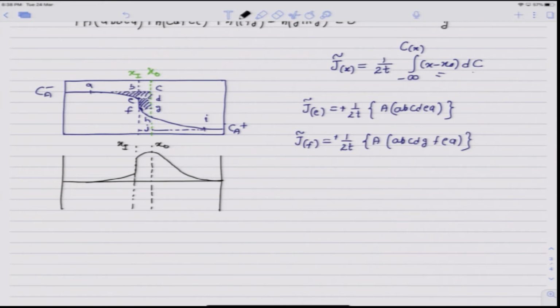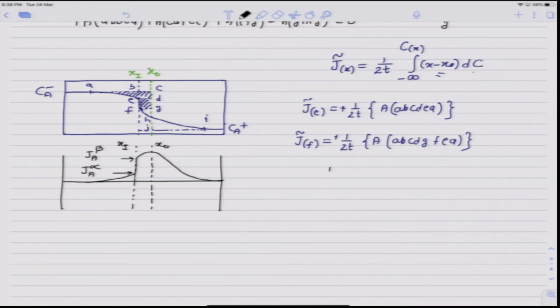So, similar to the concentration profile, there is also a discontinuity in the flux profile. At the discontinuity we can say this is the flux of component A on the alpha side of the interface, and this is the flux of component A on the beta side of the interface.